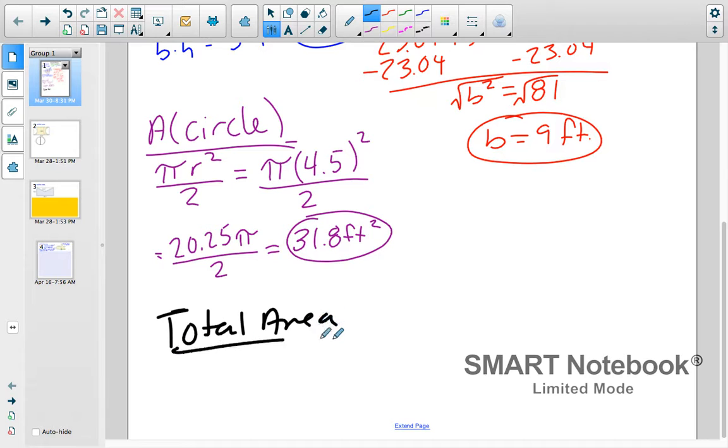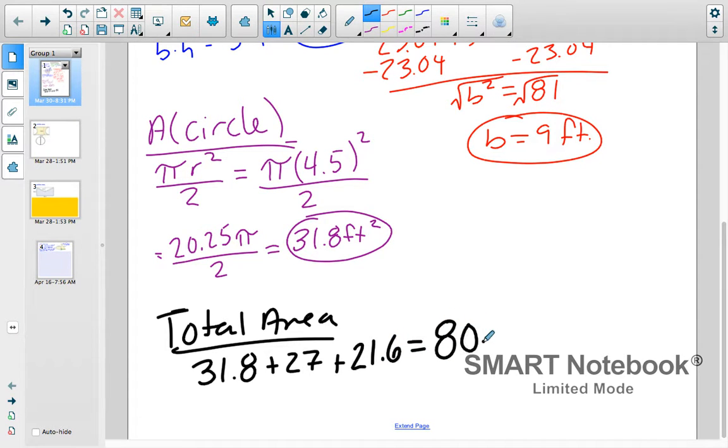So total area, start with that 31.8 plus 27 plus the one that we started with, which was 21.6. Add those 3 together, you get 80.4 feet squared. Make sure you are including your units with your answer. So that's how you find the area of a composite figure when all of the pieces are shaded in.